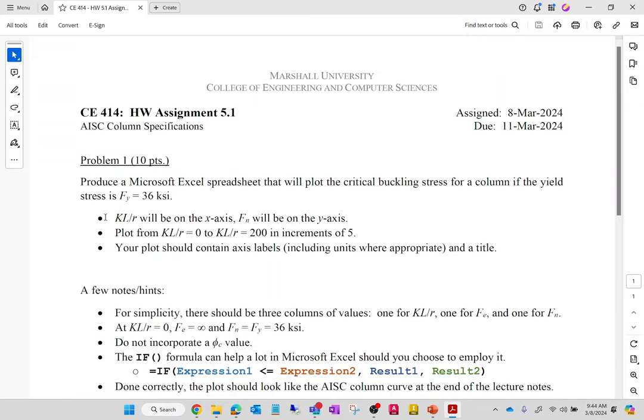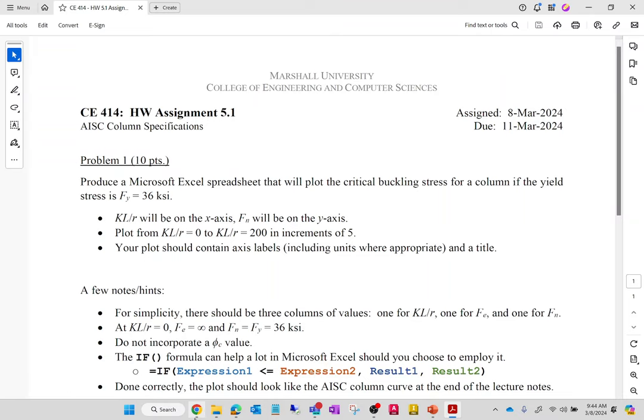At zero, if you do the math, Fe is going to be like infinite, okay? Because Fe, see, if you do pi squared E divided by KL over R squared, and you treat the KL over R like an X, then it's like Y equals C over X squared. And that's a hyperbola, and it goes up to infinity there at zero. But Fn is gonna be 36, so it's not gonna matter, okay? Don't incorporate a phi value. Don't worry about phi, okay? I just want the expression for Fn. The only other thing I mentioned is that the IF formula might help out. Like, if KL over R is less than or equal to this, then here's your formula. Otherwise, here's your formula. So you can use that.